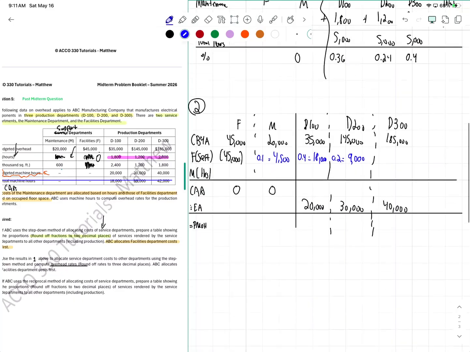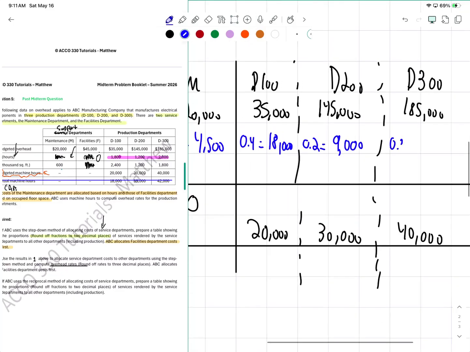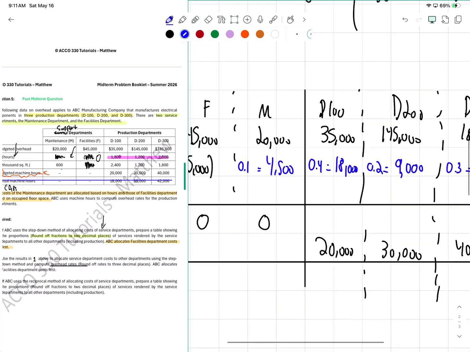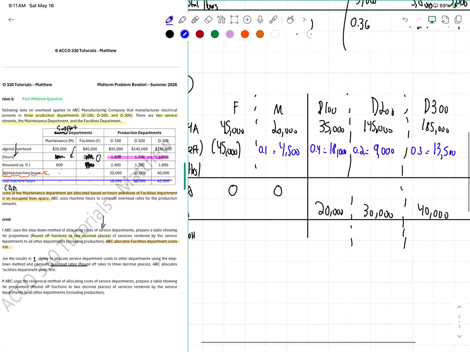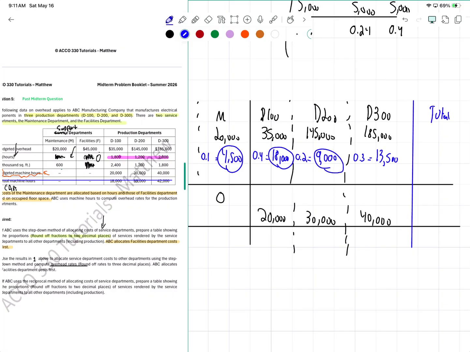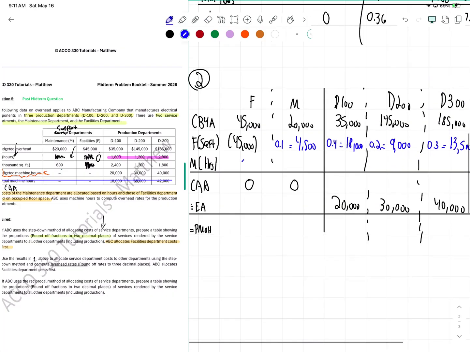Here, D300 is 30%. So if you do 45,000 times 30%, that gives you 13,500. I hope that's good with everyone. Now we finished the line for the facilities allocation. If you add up everything in blue, the 4,005, 18, 9, and 13,5, you'll notice the total cost allocated was 45,000, which means you did everything right.